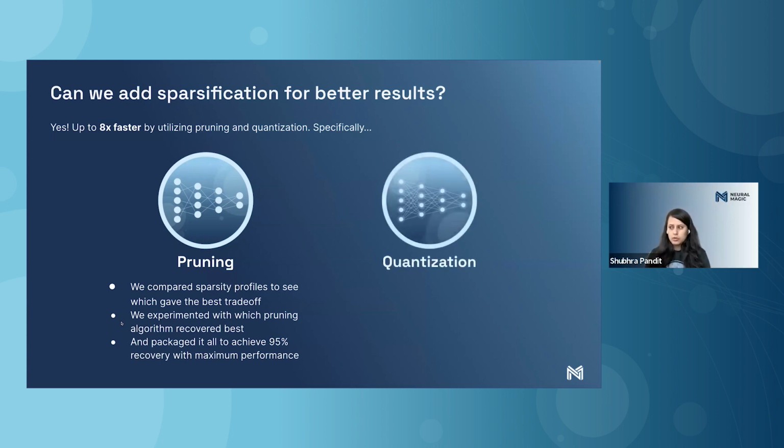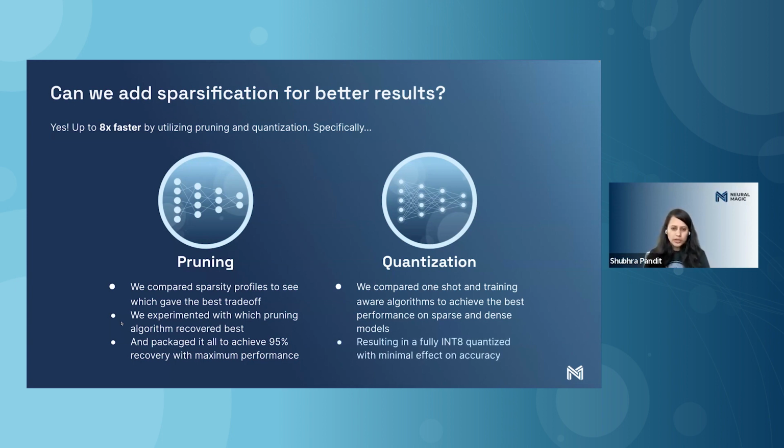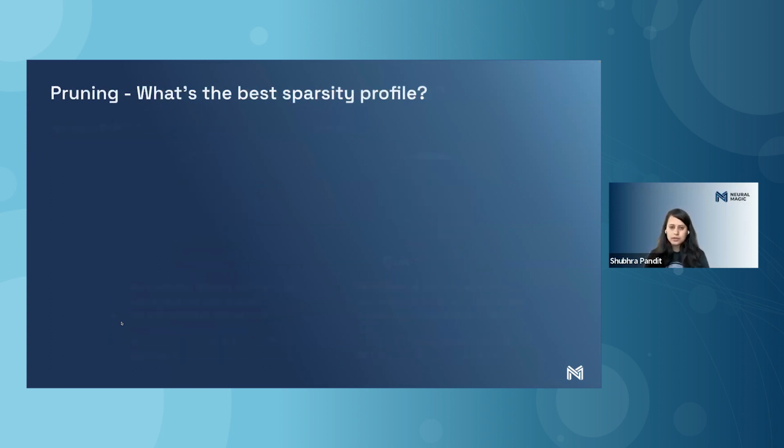And then we looked at quantization. So quantization just compresses the floating point weights down to int8 or lower at times, but we look at int8 quantization here. And it can be applied on top of pruning and combined with pruning to further compress the models and add performance improvements. So we first compared various one-shot and training-aware algorithms to find the best optimizations for both dense and sparse models. And then we were able to get fully quantized int8 model graphs while keeping the impact on accuracy to a minimum. So let's get some details about these steps next.